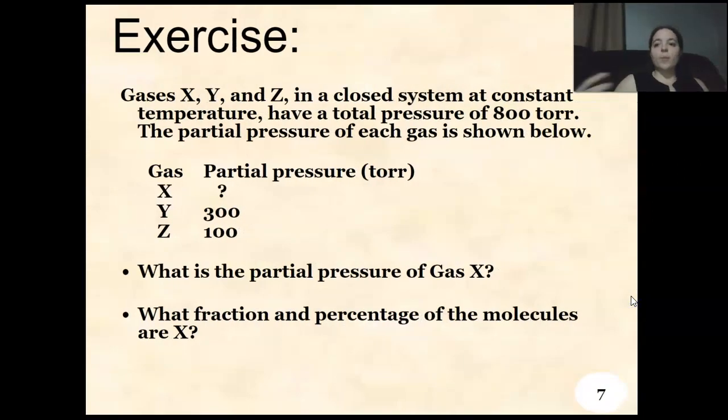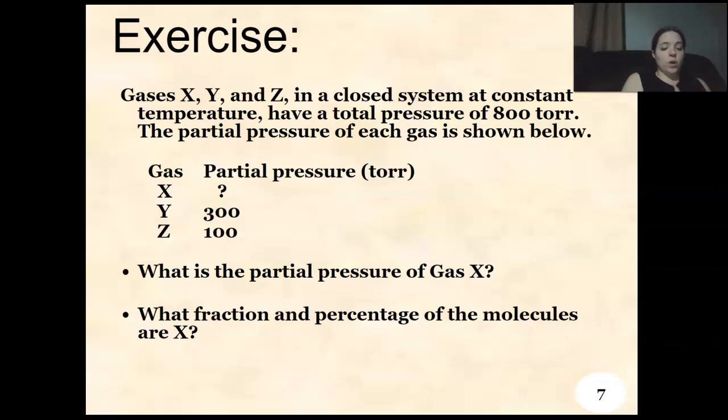All right, let's do a little bit more. No, I'm not going to kill you guys with this. Gases X, Y, and Z are in a closed system at constant temperature, meaning it's not changing, and have a total pressure of 800 torr. So no other pressures can get put on it. It's just 800 torr. The partial pressure of each gas is shown below. X, we have no clue. Y is 300, Z is 100. What is the partial pressure of gas X?